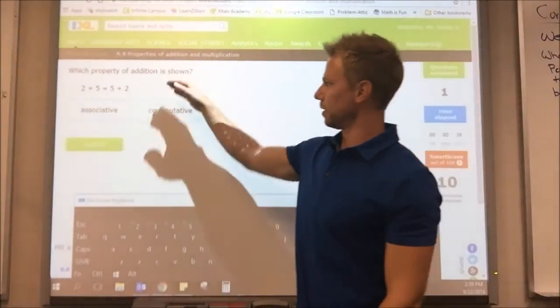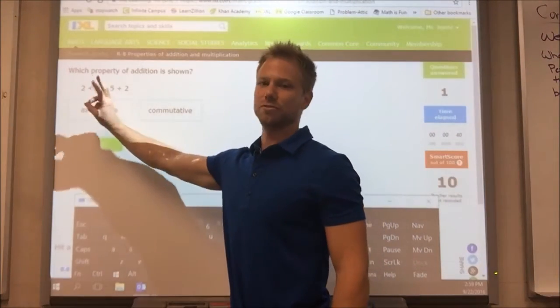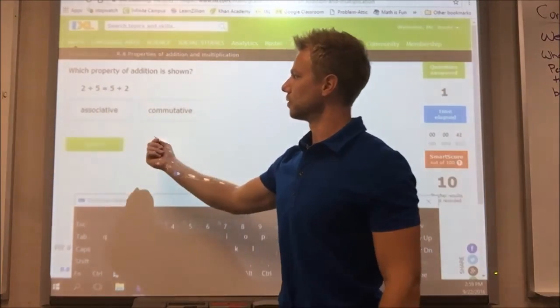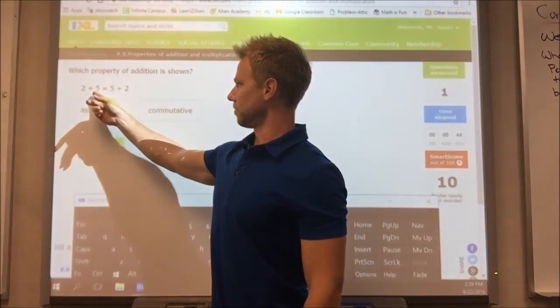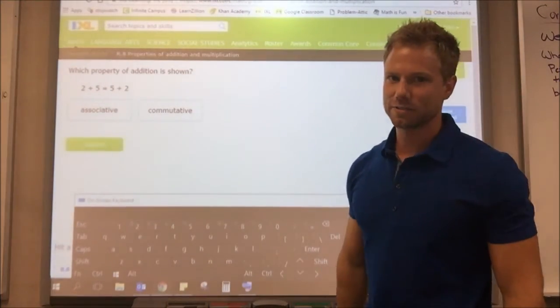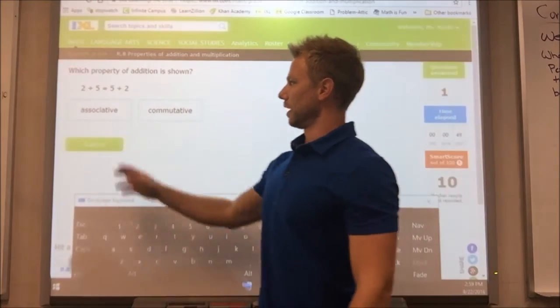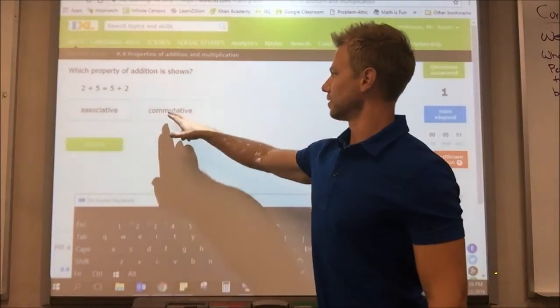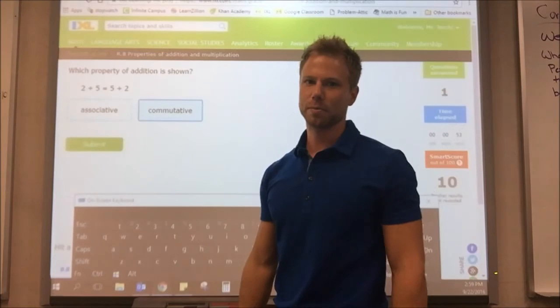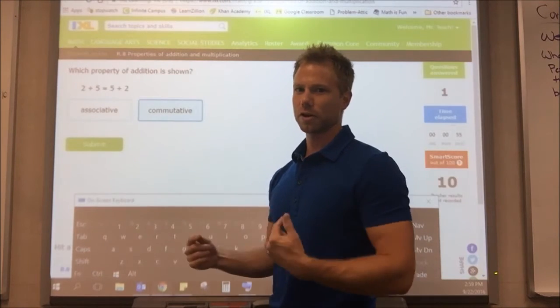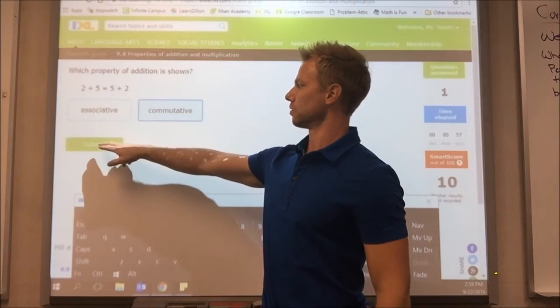Okay, again, which property of addition is shown? Now this time they actually flip the order of the numbers. First it's 2 plus 5 on the left, then on the right side it's 5 plus 2. When you actually flip them around, that's an example of commutative property. It means you can change the order, but you're still going to get the same answer.